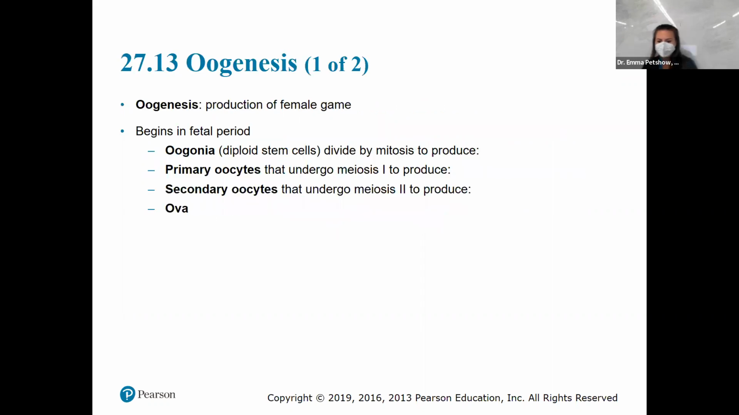Okay, good. This is what I wanted to get to. Oogenesis. So this is our production of our female gamete, versus spermatogenesis, which was our production of a male gamete. You are going to start this process in the fetal period, so this is different than males. You start with oogonia, which are diploid stem cells. These are going to divide via mitosis to produce primary oocytes, which undergo meiosis 1 to produce secondary oocytes, which go through meiosis 2 to produce ova. So a similar structure, but starting at a different timeline.